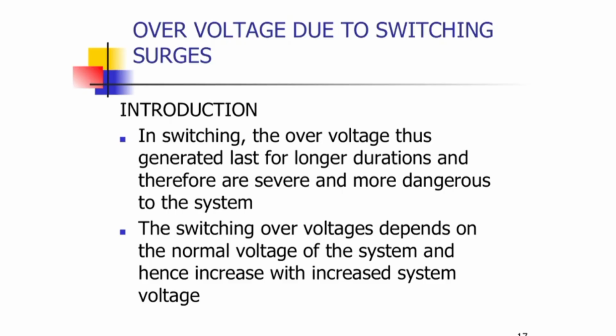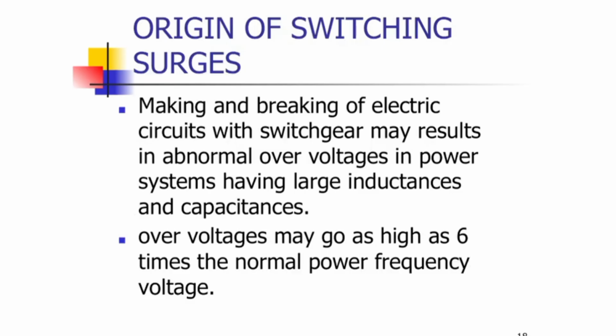In switching surge, the overvoltage generated due to the switching operation will be of long duration. In lightning it will be short duration, in switching it will be long duration. Then the switching overvoltage depends mainly on the normal operating voltage of the system. If I'm operating a switch which is working on an 11 kV system, then the surge voltage depends upon that 11 kV.